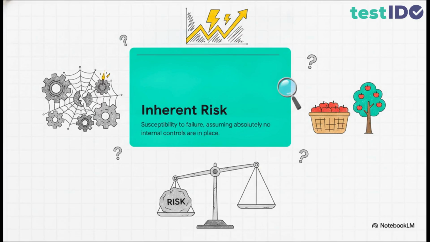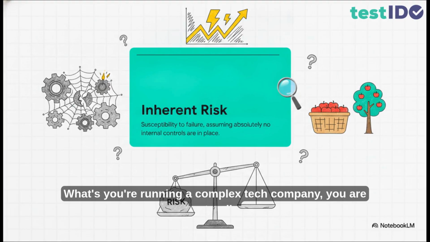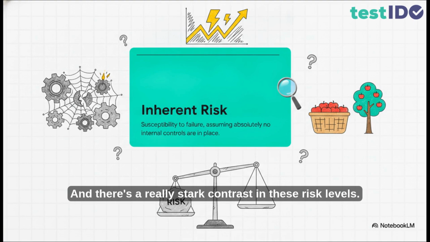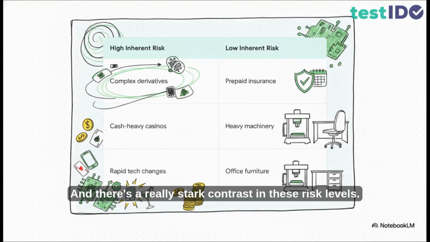Management cannot change the fundamental nature of their industry, right? They can only respond to it. So if you're running a complex tech company, you are naturally exposed to completely different risks than a company that just sells apples. And there's a really stark contrast in these risk levels.